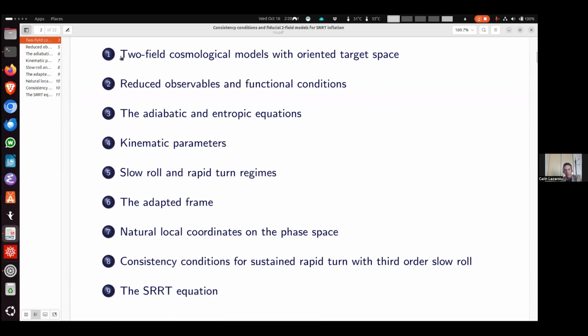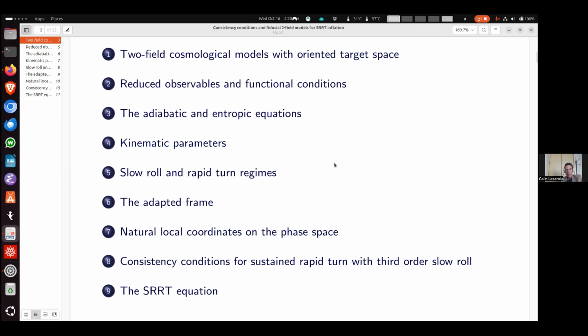I will start with a brief introduction to two-field cosmological models. It's mostly for the benefit of people who are not familiar with this, for example, students. And then I will recall the definition of reduced observables, and I will give a very brief description of the origin of these consistency constraints, which exist much more generally, not just for SRRT inflation, but that's another discussion.